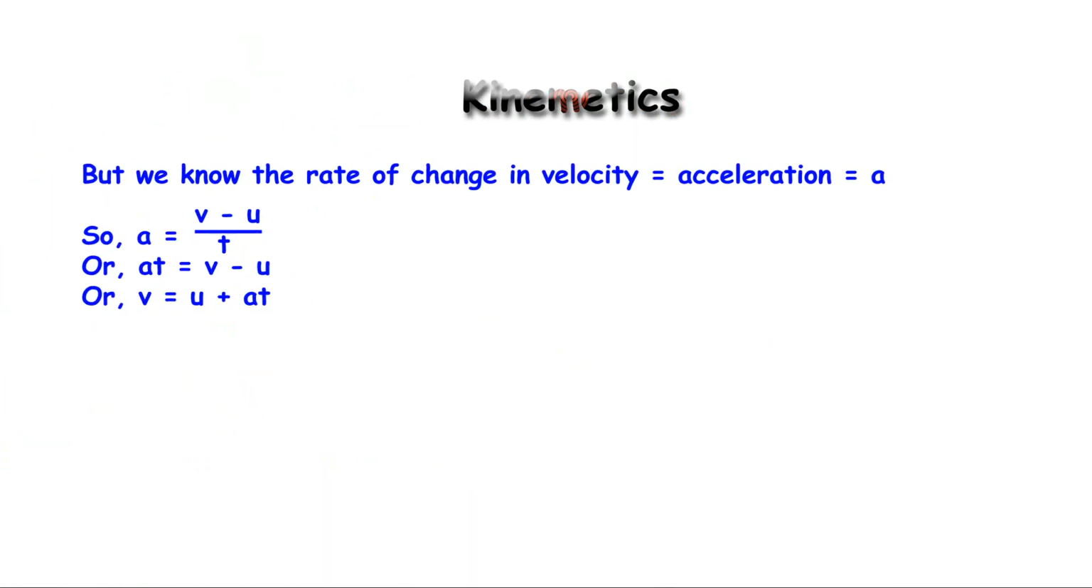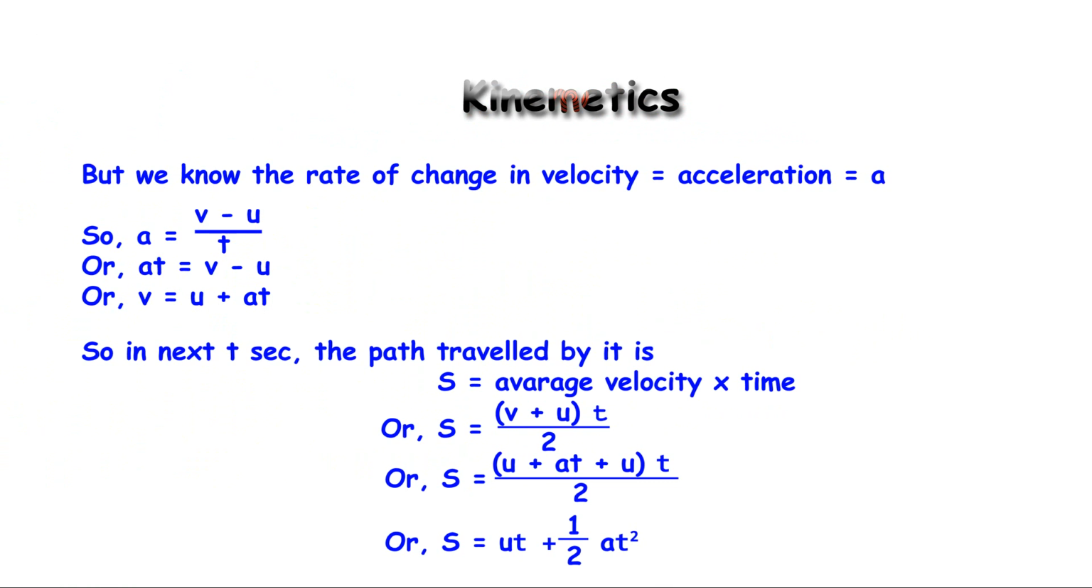But we know the rate of change in velocity is equal to acceleration. That means v equal to u plus at. Replacing the value of v in the next equation, we get s is equal to u plus at plus u, whole bracket, into t by 2. So s is equal to ut plus half at squared.